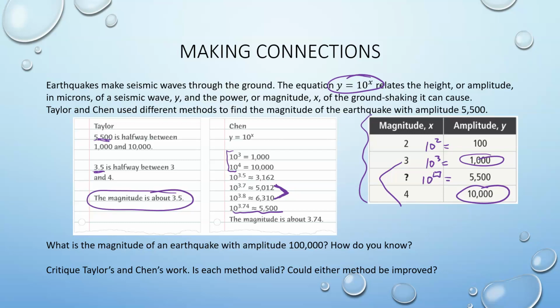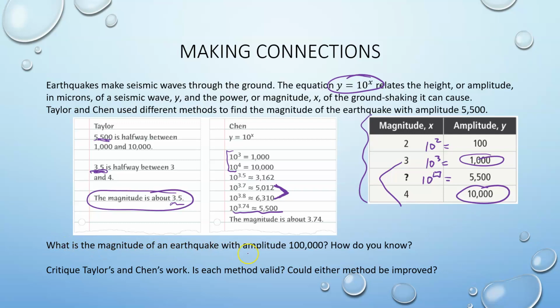Now, we're going to critique Taylor and Chen's work before we answer the other question. It says, is each method valid? I would say yes, they're both very valid. Okay, what are the downsides of both? Well, for Taylor, his is not as precise. Okay, so he had a very good argument for about what it is, but it's not super precise because he just went with the halfway mark. Chen's is probably a little more accurate. Having said that, he's guessing and checking, which isn't always the most efficient method. So let's look at this.